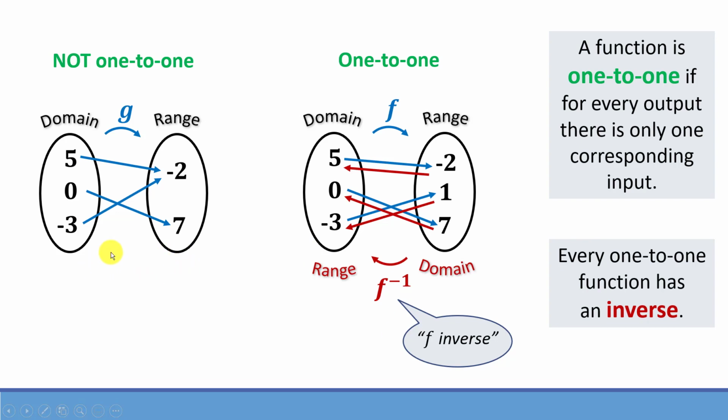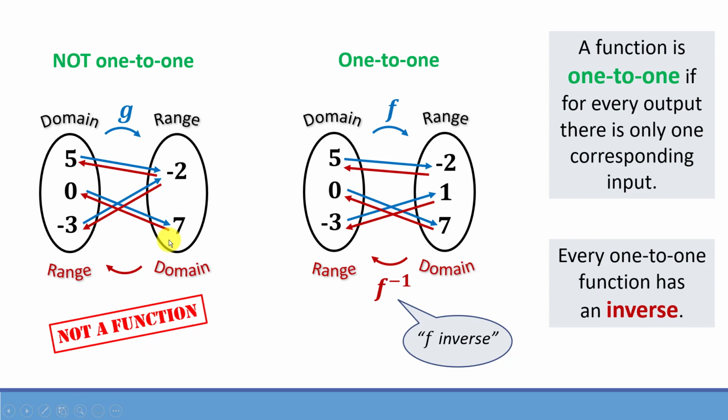If I look at function g, I have no problem switching arrows. I'll call -2 and 7 the domain. I'm going to call 5, 0, -3 the range, and I'll just reverse the arrows. I can easily do that. But what is the problem here? The problem is that the relation I just created is not a function.